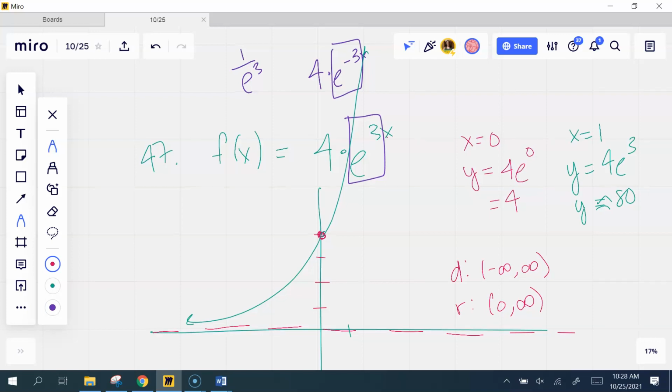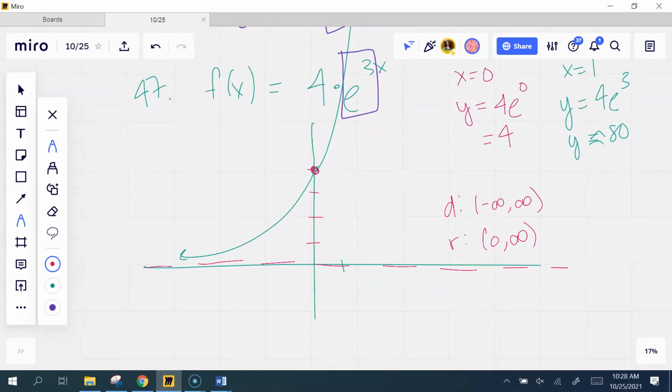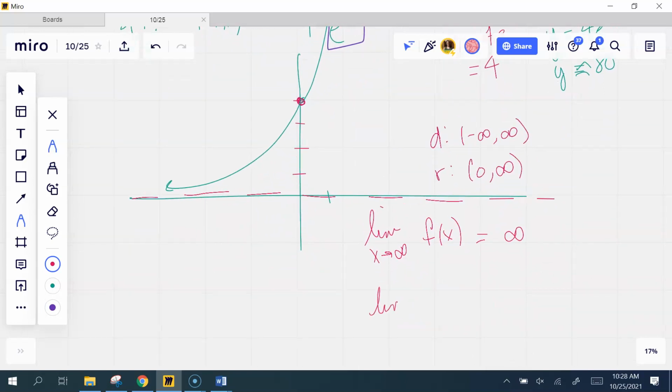And end behavior. And let's do this with limits. As x goes to infinity, that's exactly right, goes to infinity. And what happens as x goes to negative infinity? It goes to zero. Very good. This is, by the way, the definition of a horizontal asymptote. If you go to infinity or negative infinity and you just get a number, that's what it means to be a horizontal asymptote.